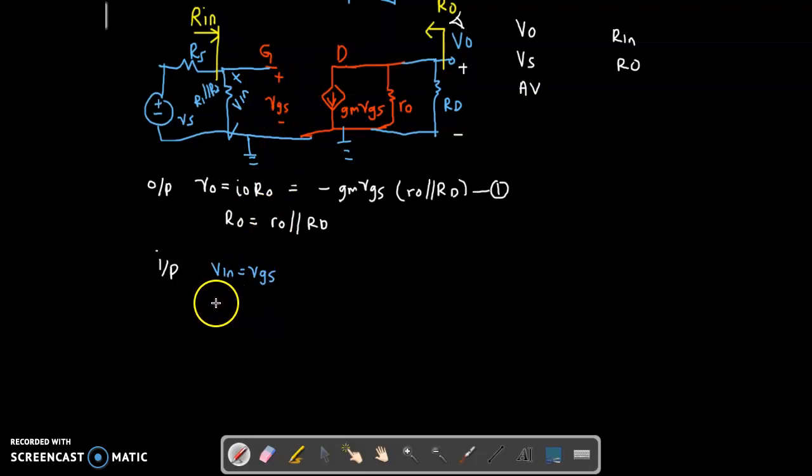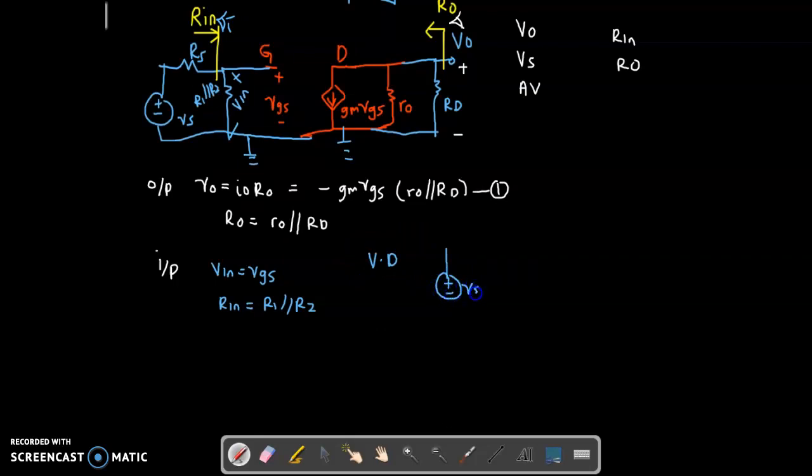Now how are you going to find R in? What will be the value of your input resistance? Looking from here, put your eye here. What will be the equivalent resistance? It is R1 parallel to R2. And then the final part, since you have an RS here, you need to do what we call voltage divider. So let's redraw the circuit.